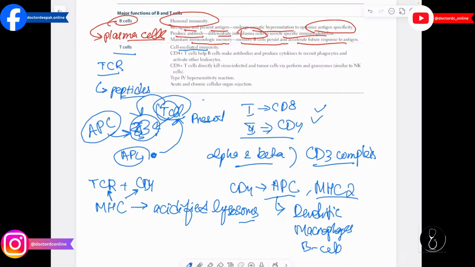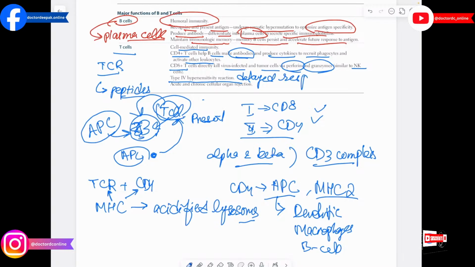And how they will be co-activated, we have to study in the next pages. First, let's just quickly repeat: CD4 T cells help B cells make antibodies and produce cytokines to recruit phagocytes and activate other leukocytes. CD8 positive T cells directly kill virus-infected cells and tumors via perforin and granzyme, similar to natural killer cells. They are involved in type 4 hypersensitivity, the delayed response, and also in acute and chronic organ rejection that can be mediated by T cells.